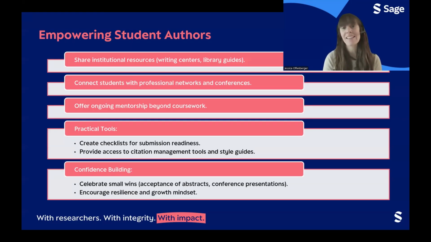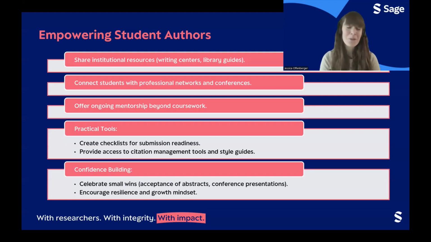Sage actually has a submission checklist available on our author gateway. And then you can provide access to citation management tools and style guides. We have a couple different webinars on this, and we actually have a webinar coming up in November on various resources and tools that can really help with your research process. So that will be another great resource.